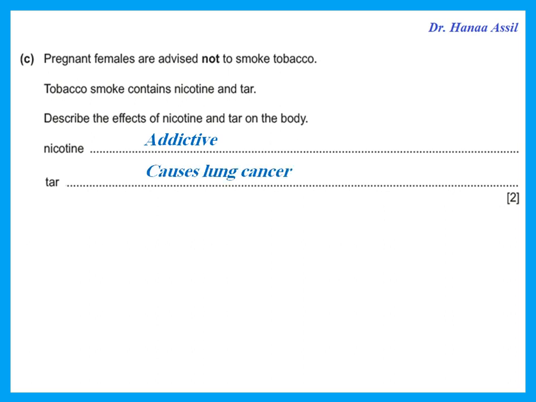Tar, we say tar causes lung cancer. It also affects the ciliated cells and the goblet cells in the respiratory system. It could lead to emphysema, chronic pulmonary diseases, and so on.